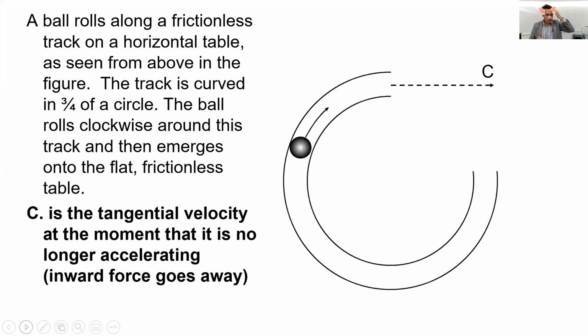So yeah, C is the tangential velocity at the moment that it is no longer accelerating. So the inward force suddenly goes away, and then you just go on in a constant velocity in a straight line at whatever your instantaneous velocity at that moment is. Once again, I need to be able to see the chat. I need to be able to see participants. Okay.